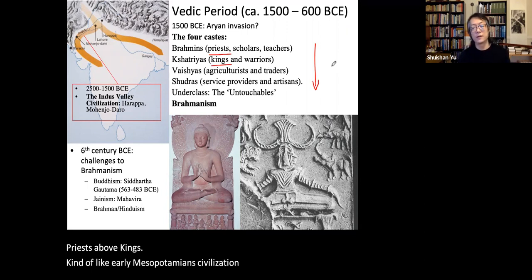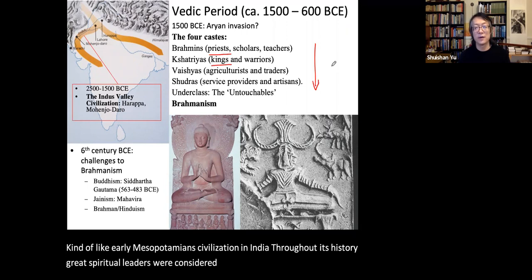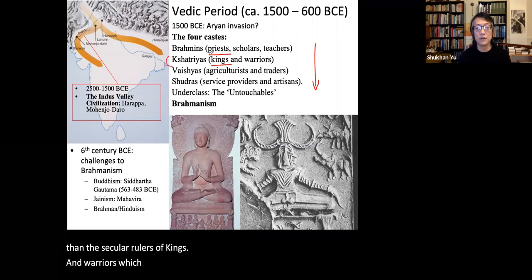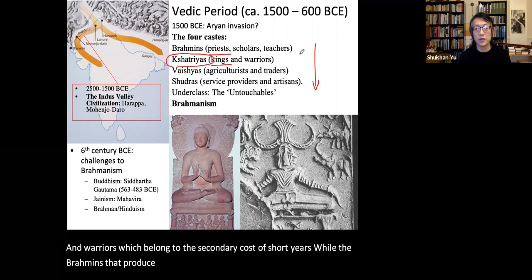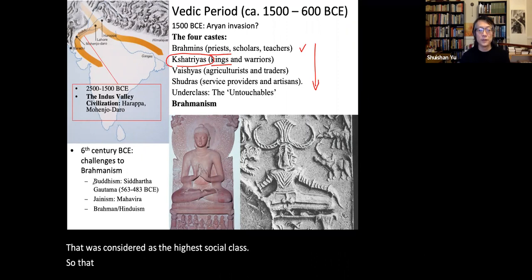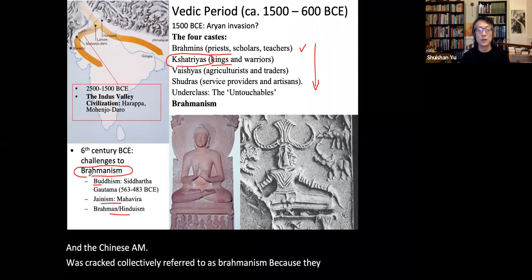In India, throughout its history, great spiritual leaders were considered as enjoying a higher social prestige than the secular rulers of kings and warriors, which belong to the secondary caste of Kshatriyas, while the Brahmins that produce scholars, priests, and teachers, religious leaders, that was considered as the highest social class. So that religion before the birth of Buddhism, Hinduism, and Jainism was collectively referred to as Brahmanism because their spiritual leaders were Brahmins.